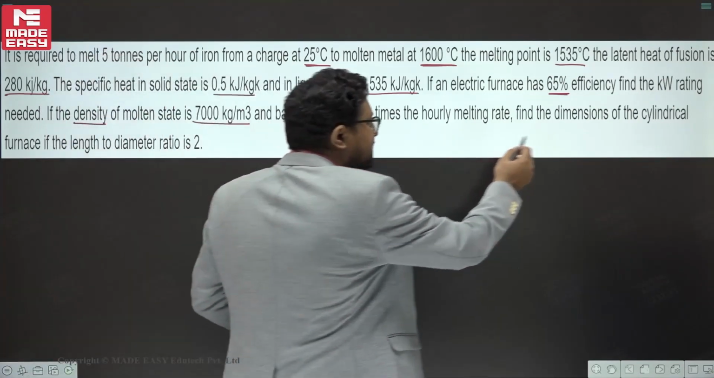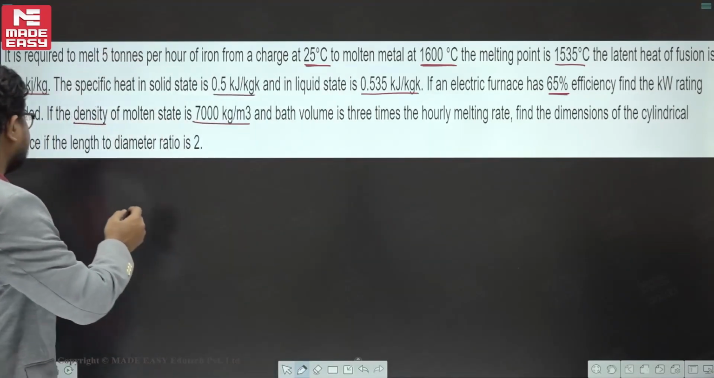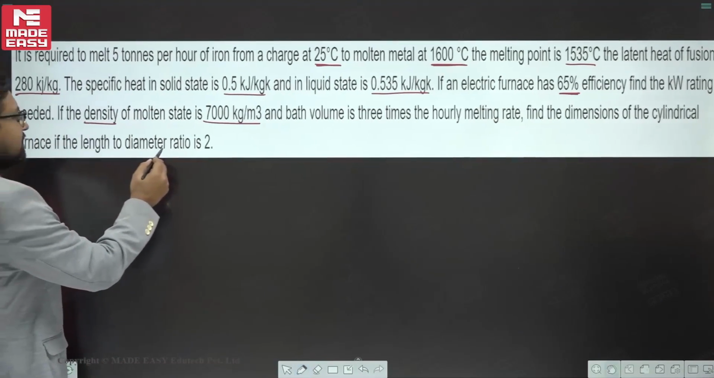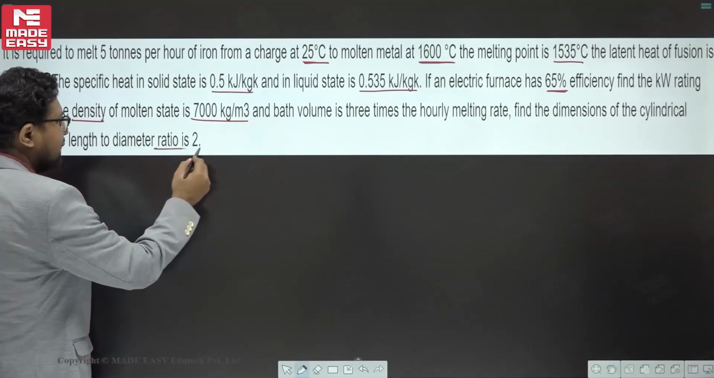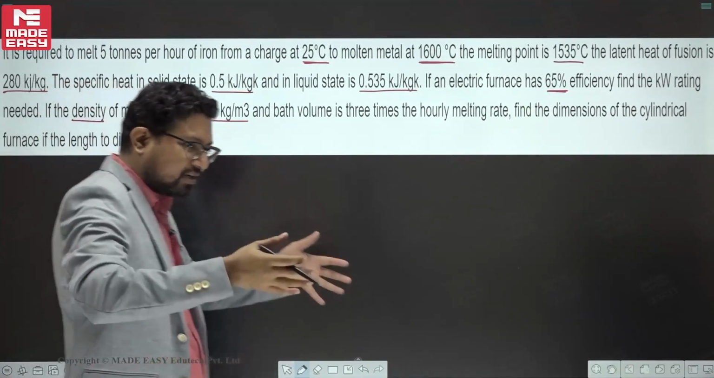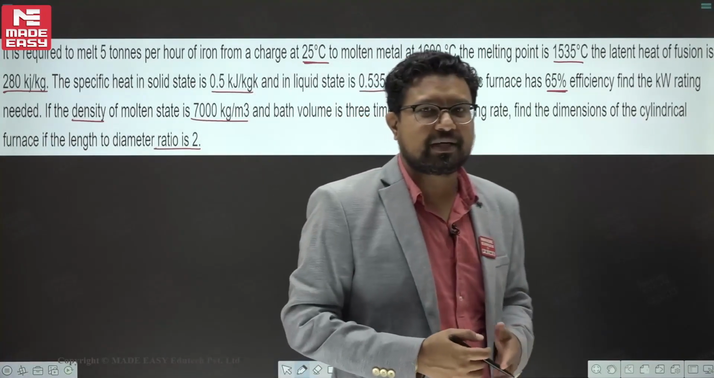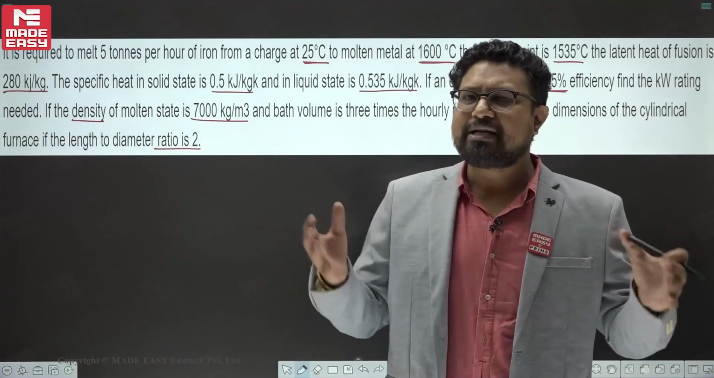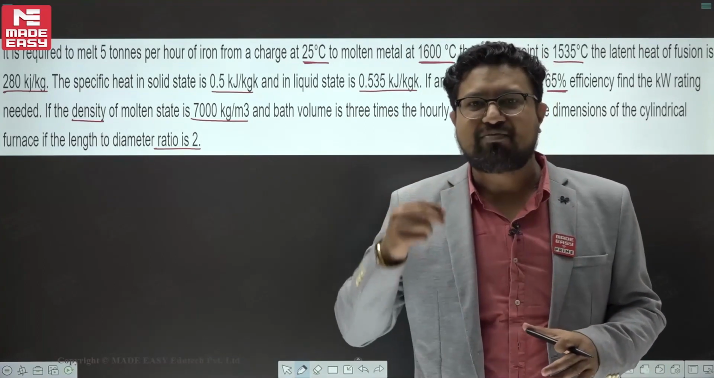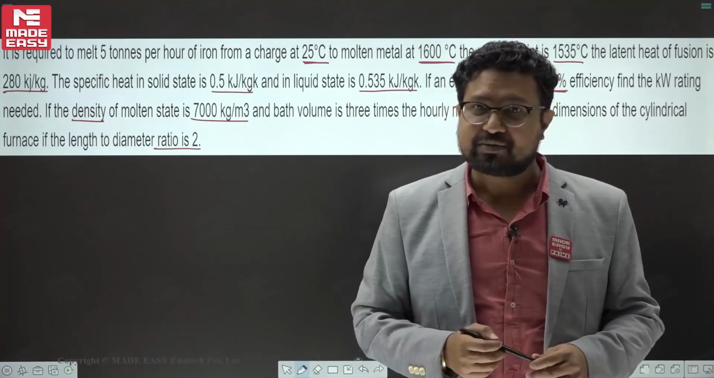And find the dimensions of the cylindrical furnace if the length to diameter ratio is 2. So that means we have a cylindrical furnace in which the melting is taking place, and whatever the melting rate per hour, the volume of the cylinder should be 3 times of that.